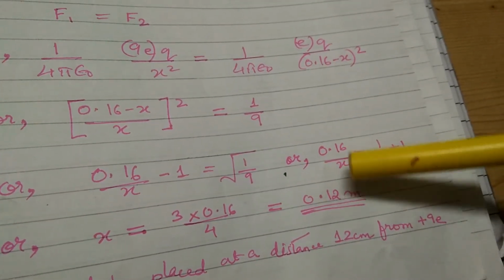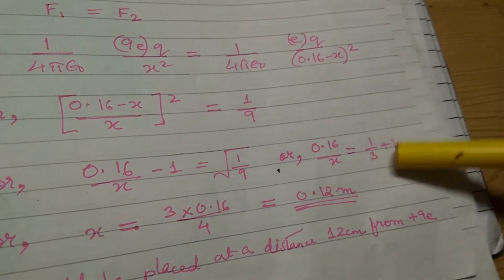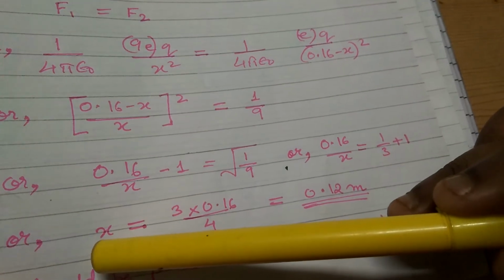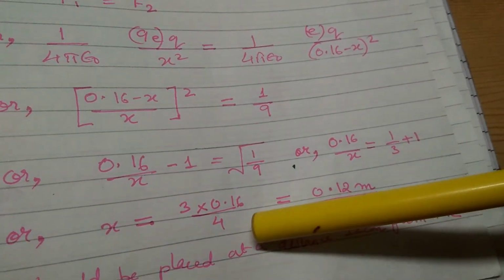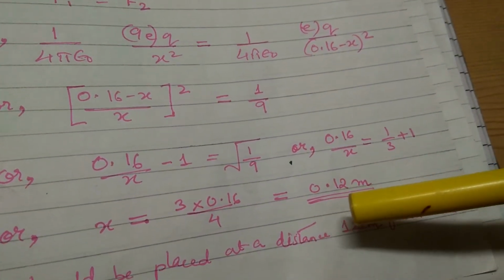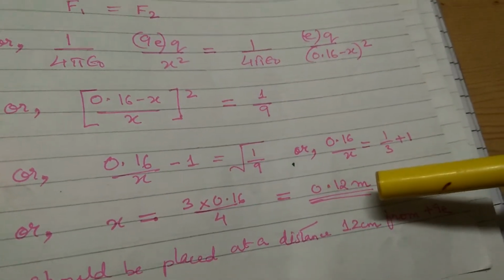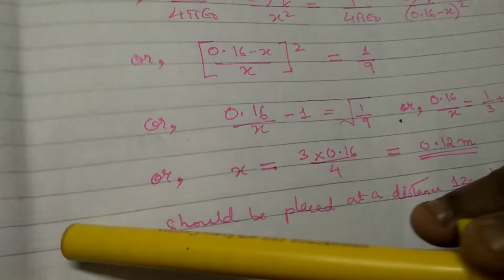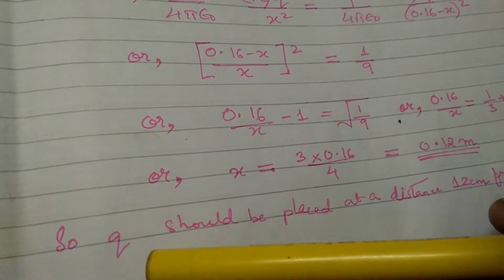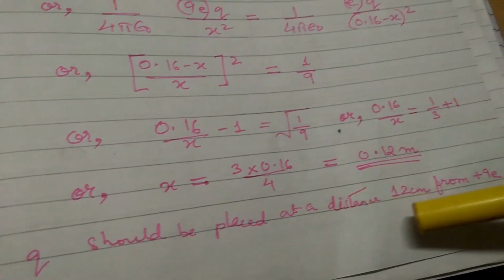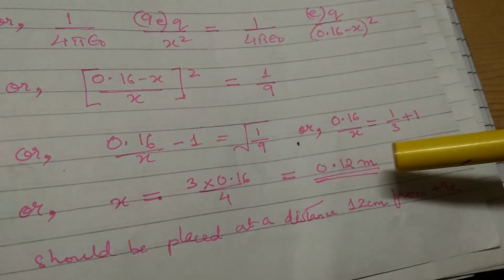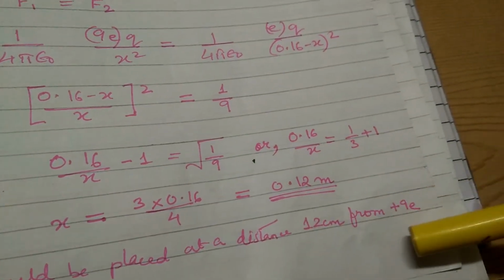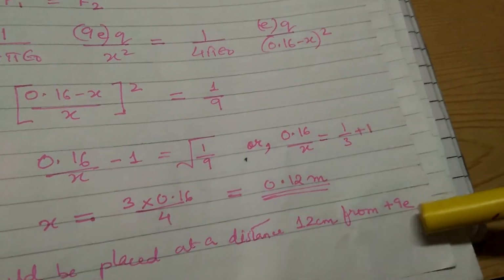Or again we rearrange, we obtain this. Finally we can obtain the unknown value x in this manner. So we get it to be 0.12 meter. So what do we write as the final answer? The third charge q should be placed at a distance 0.12 meter, which means 12 centimeter, from the charge plus 9e.